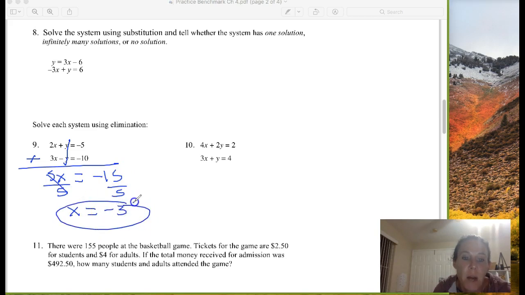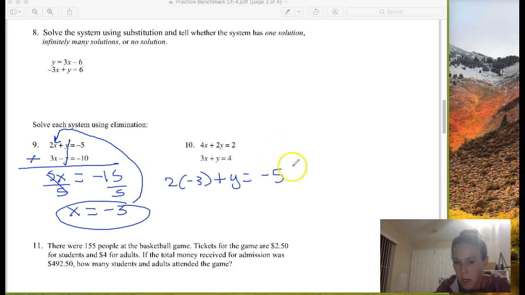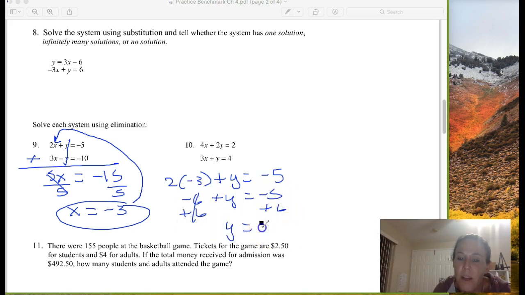Now come up here, you figured out the first part. Plug it into either equation to get the second part, or y. So I'll plug into equation 1, and I'll get 2 times -3 plus y. It's so hard to write with this pen. Okay, 2 times -3 is -6 plus y equals -5. Add 6 to both sides to solve for y, and you're going to get y equals -5 plus 6, which is 1.